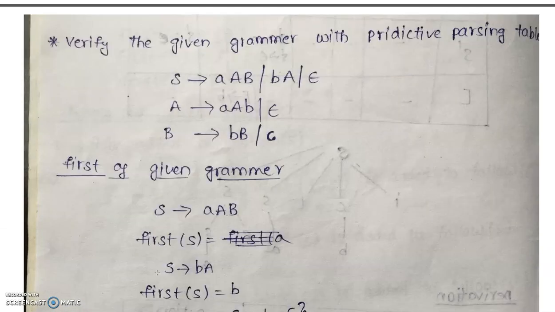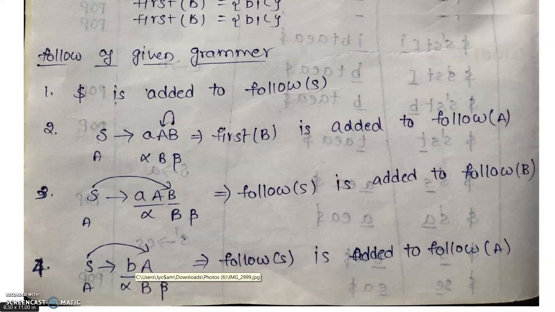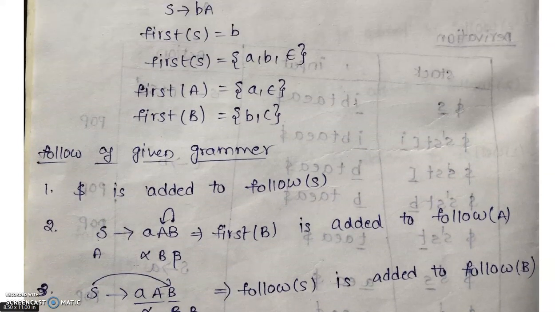In the same manner, we can go through the remaining examples also. Go through this example, S tends to AaB or bA or epsilon. The first of S is a comma b comma epsilon, the first of A is a comma epsilon, and the first of B is b comma c. Then find out the construction of the predictive table. This is the way of construction of first and follow.